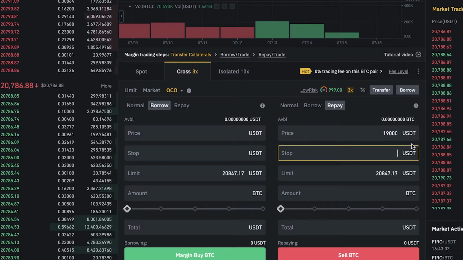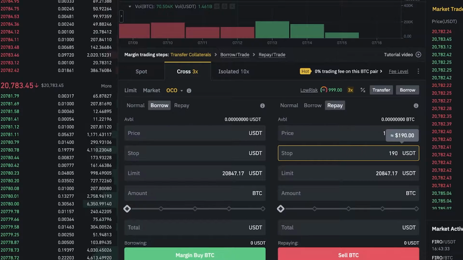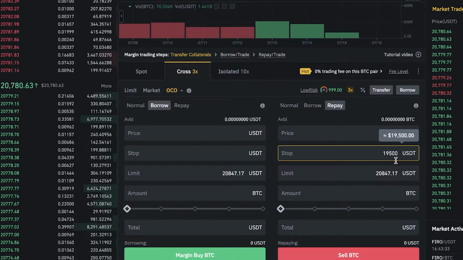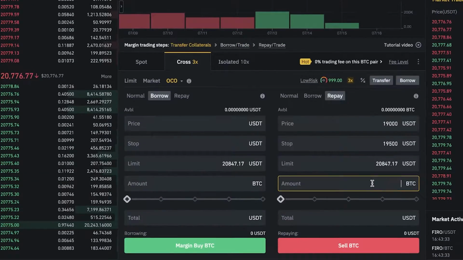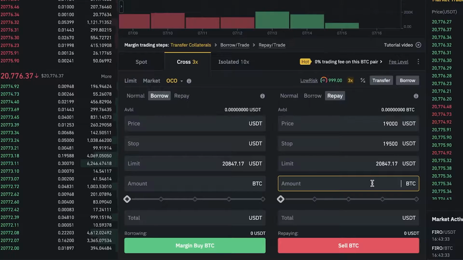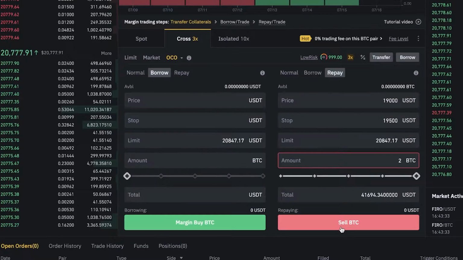So at the price of 19,000, you're going to enter stop, and then I'm going to enter the stopping price at 19,500, and then I want to limit it to this money, and then I'm going to enter the amount of BTC I want to trade. So I would do the entire 2 BTC or 3 BTC, however many BTC you have to enter, and you're going to click on sell BTC.